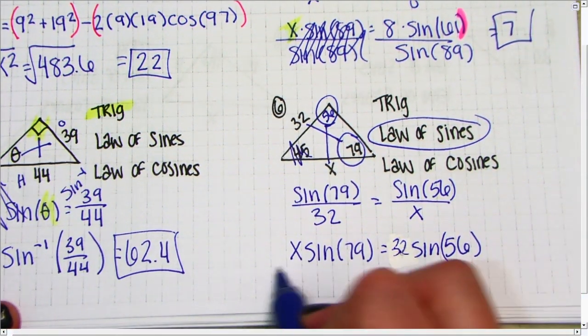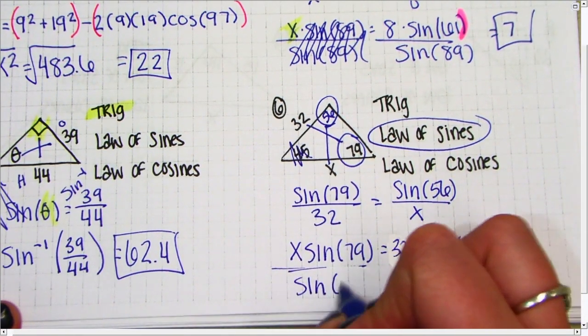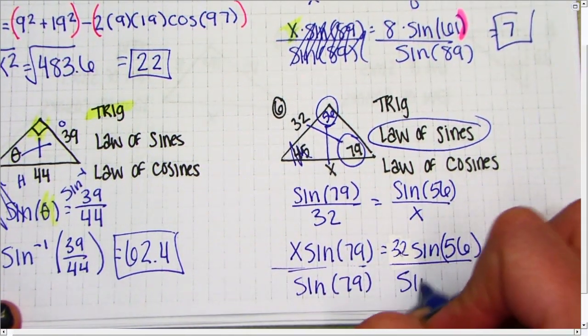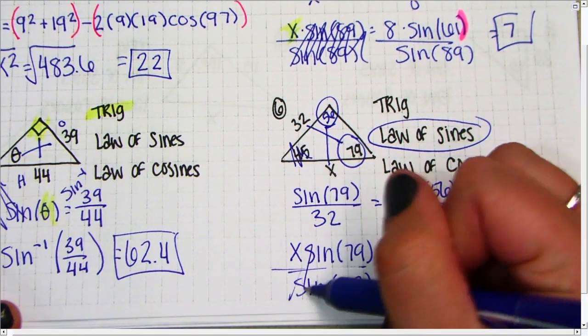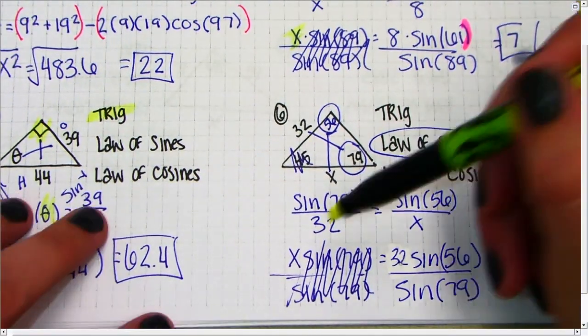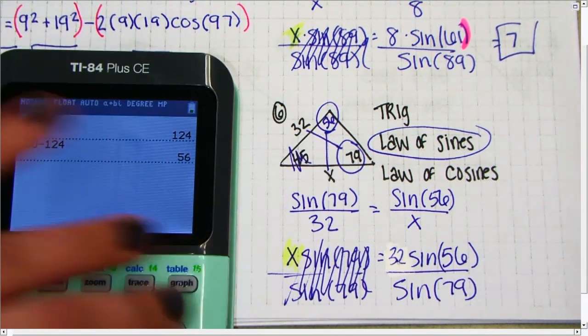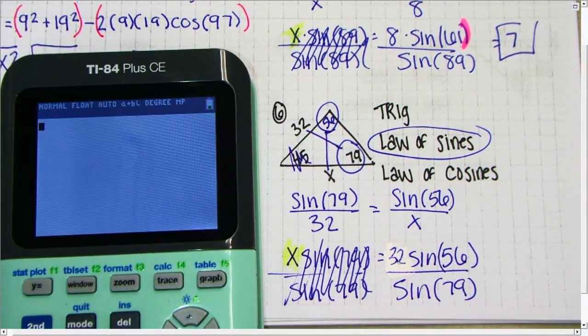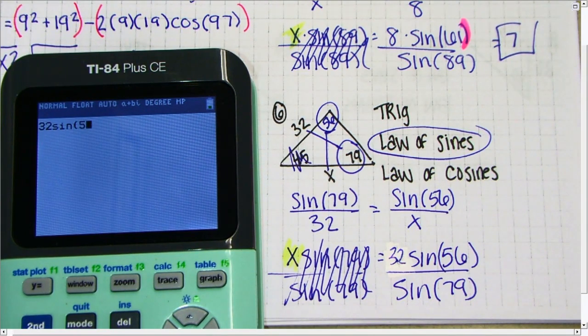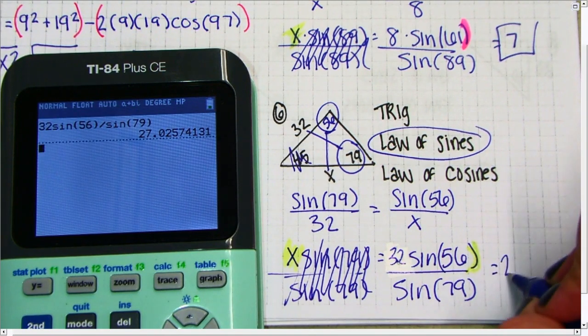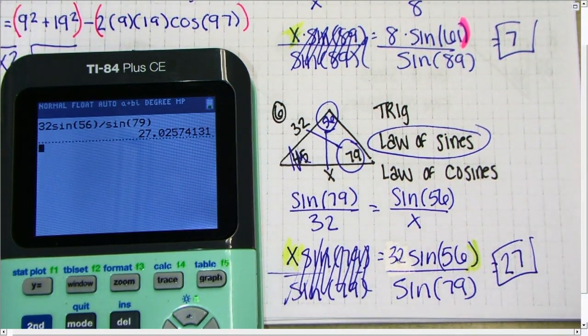To get x isolated, I should be dividing by the sine of 79 on both sides. These cancel, and now my x variable is isolated. Now I can type in my problem using my calculator. 32 sine of 56. Close this parenthesis, that makes a difference, that matters. Dividing by sine of 79 gives me an answer of 27 even when rounding to the nearest tenth.